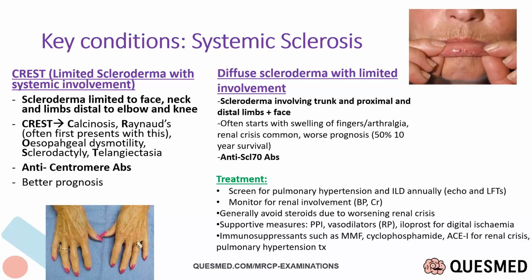For the Raynaud's, we will support them by giving things like vasodilators, avoiding beta blockers if they've got coexisting conditions, because that will worsen the Raynaud's. You might want to think about iloprost if they've got digital ischemia. That's an intravenous infusion of prostaglandin, which helps to dilate the vessels. And PPIs are really important for all of those GI symptoms that I talked about. And then you're looking at immunosuppression again, because you don't want to give lots of steroids. So MMF, cyclophosphamide, and then obviously you would treat the pulmonary hypertension if that was present.